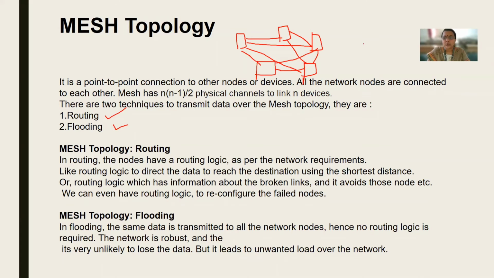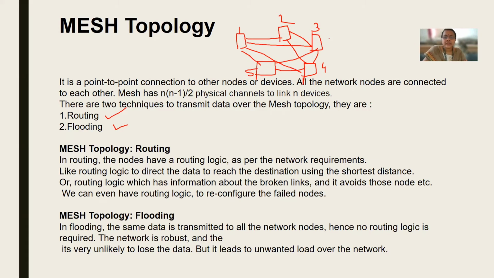Okay, so all the nodes are connected. Say 1, 2, 3, 4, 5. I want to send the data from 1 to 4. There are so many connections. I can send directly from 1 to 4, or I can pass 1 to 2 and from 2 to 4, or I can pass 1 to 3, then 3 to 4. So many ways are there to transfer data.